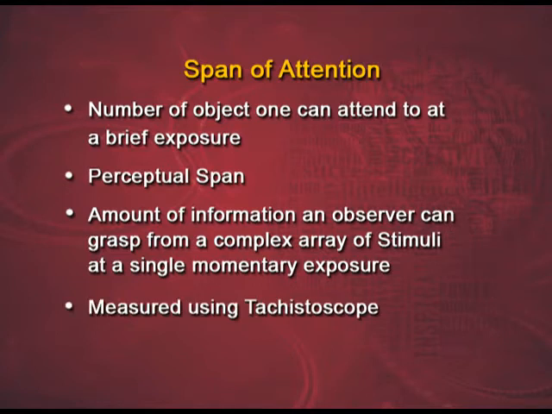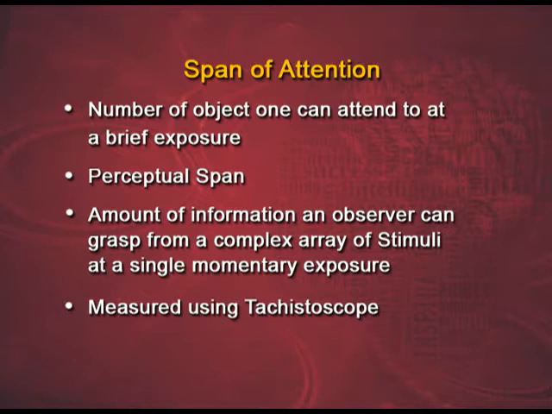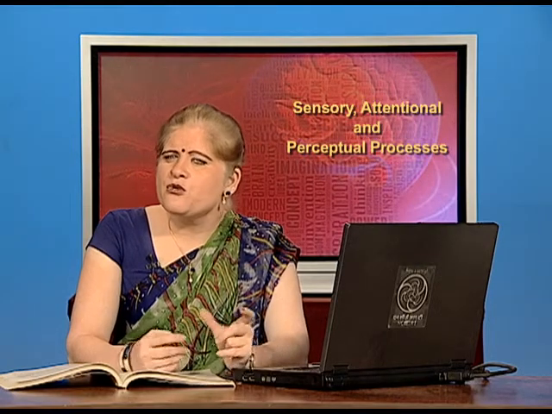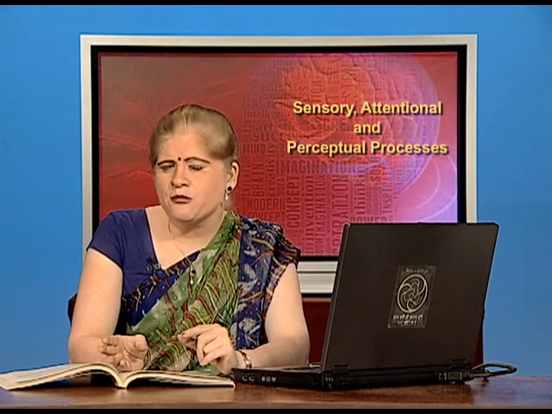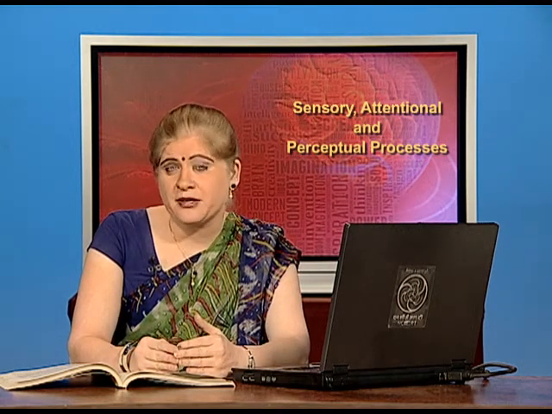Span of attention is measured using a very complex instrument known as the tachistoscope. There have been many experiments which have been conducted and a psychologist called Miller has given a magic number. He says that the span of attention of human beings is 7 plus minus 2. That means at one time you can instantly remember 5 to 9 numbers, in very rare cases, and not more than that. However, if someone is a genius, then the situations might be different.